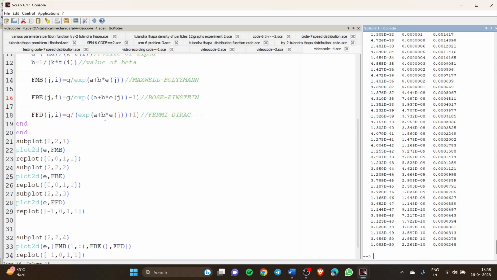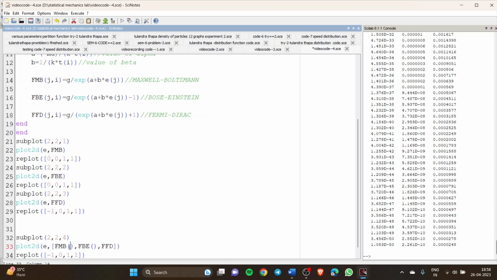So if we take the first column, we have to write colon comma 1. We have to take the first column only, na? So we have taken the first column. Now we can simply Control C and Control V them. This means that we are taking only one of the columns, one of the temperatures, right?